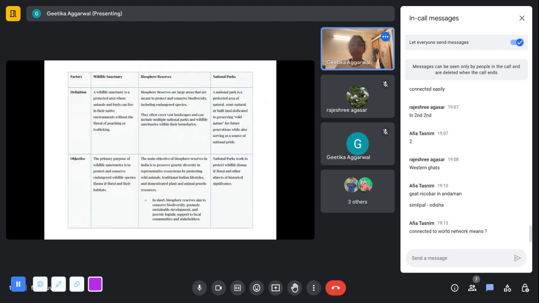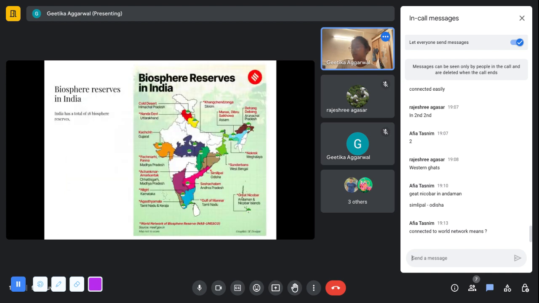So I would like to point out certain differences between a wildlife sanctuary, a biosphere reserve, and a national park. The World Network of Biosphere Reserves is an organization under UNESCO, like the UN, one of these committees. And all of these that are star marked are recognized on a world level as biosphere reserves. Is that okay?